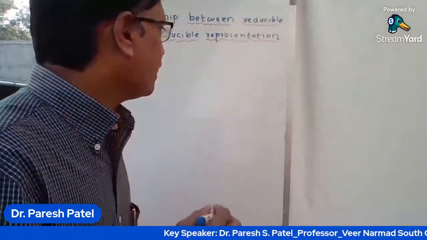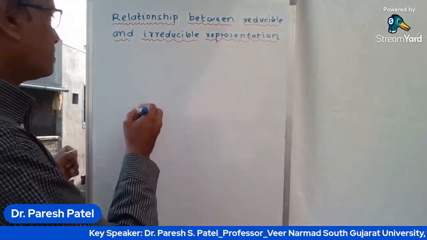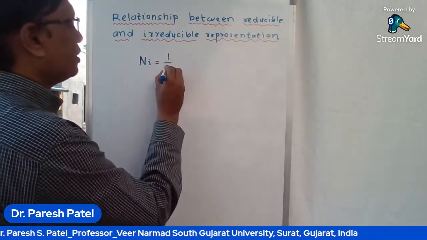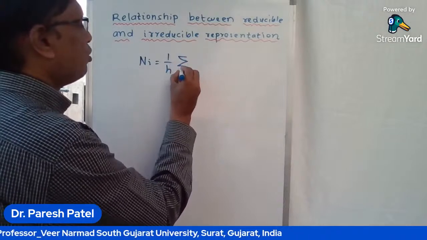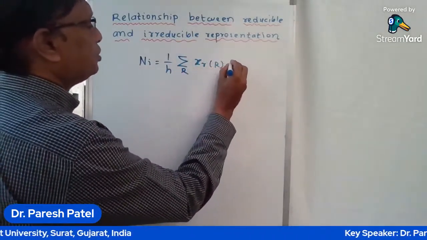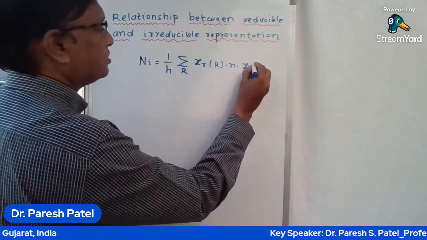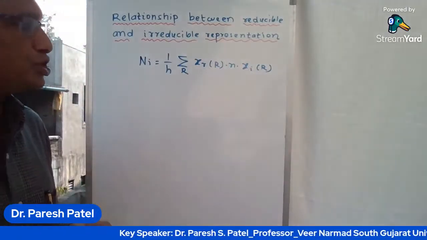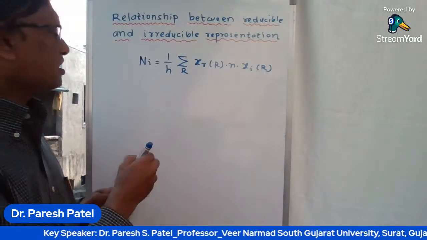So dear students, the relation between reducible and irreducible representation can be represented by Ni is equal to 1 upon h, summation of character of reducible, R, into n, into character of irreducible, i, into R. This is the relationship between the reducible and irreducible representations.